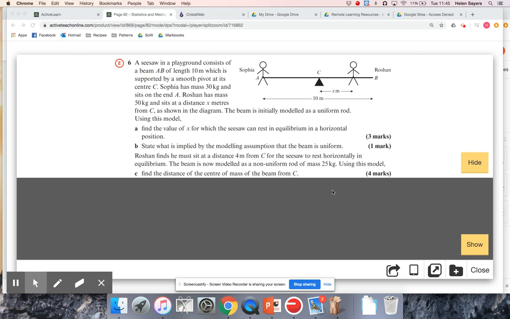Yeah, we're looking at the second year Stats and Mechanics textbook, and we're on exercise 4D, which is on moments and focusing on the centre of mass. So for question 6, this is an exam question, which is quite good because it means we know how many marks each bit's worth.